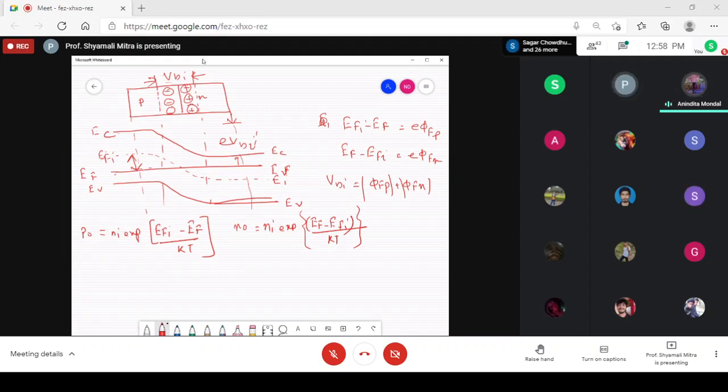In calculating this, what we are left with now is that we can just put the values over here, that is EFI. So for p0, what we have is p0 is nothing but ni exp of (EFI minus EF), so it is on the P side. We can just put it over here as e phi FP divided by kT.